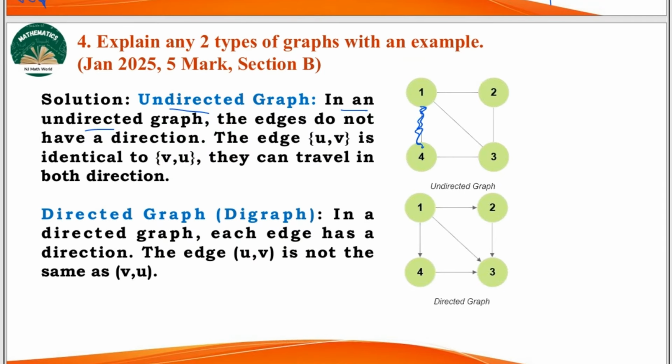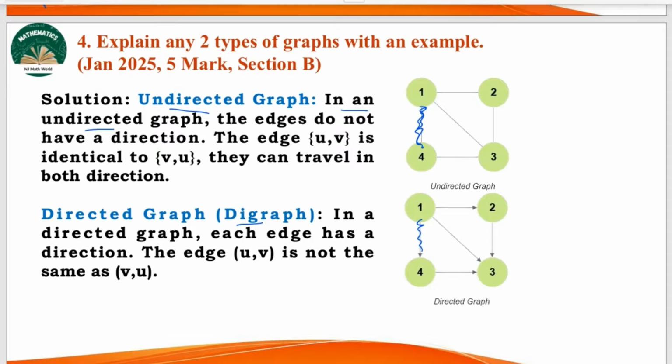The second one, directed graph, is also called a digraph. In a digraph, each edge has a direction. The edge UV will not be equal to VU. I can come from 1 to 4, but I cannot travel back from 4 to 1 in a directed graph. We have to travel only by the direction which is given in the graph. So that is called a directed graph. So moving on to the next question you have.